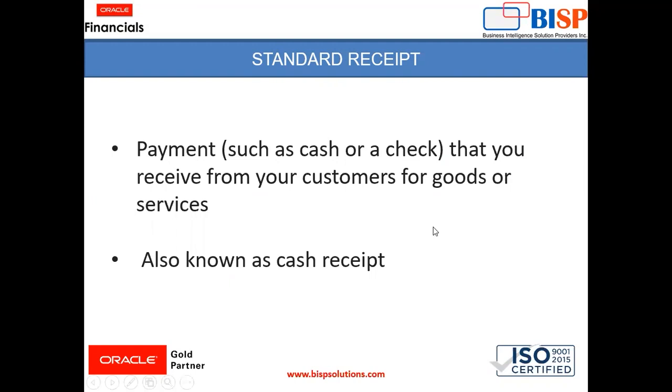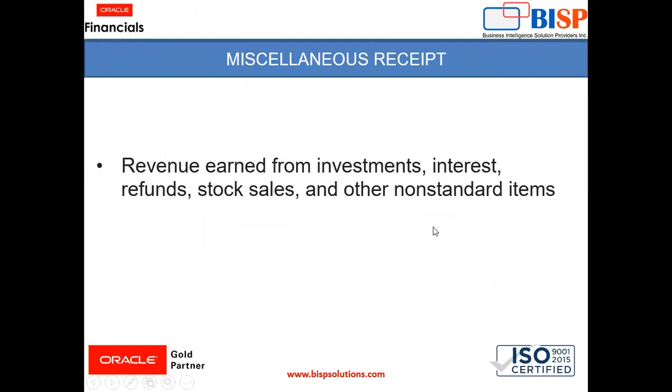We will see how to create a standard receipt in the instance, and we will also cover the miscellaneous receipt. What is miscellaneous receipt? It is the revenue which you earned from other than the ordinary course of business, like from investment, interest, refund, stock sales, and other non-standard items. So this is nothing which you earn or receive in the ordinary business. It is other than that.